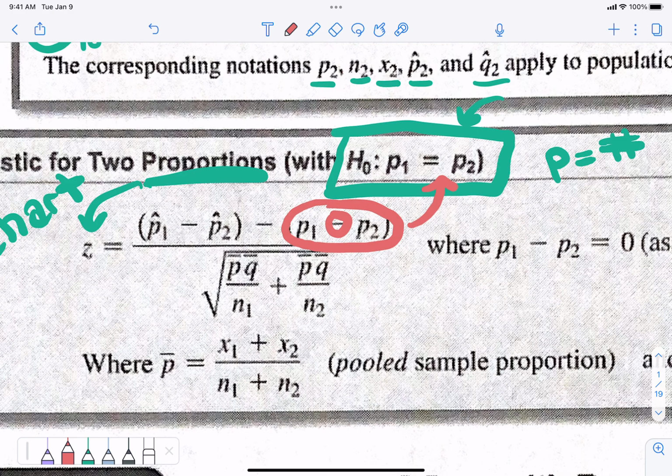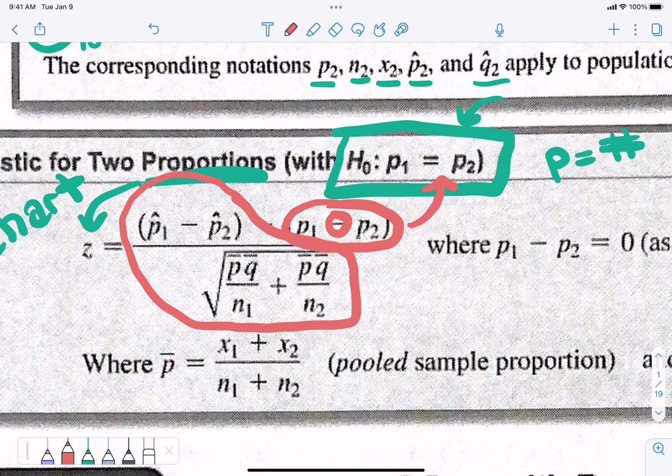So that kind of knocks out the top half of the numerator of the formula. That makes it a little nicer, right? They put that in there because P1 minus P2, they have to have in there, but if we're always assuming equal to for our null hypothesis, it will always be 0. Happy with that? So really we just have to calculate this chunk. And now, you can cross it out if you want. That's fine, because it'll always be gone.